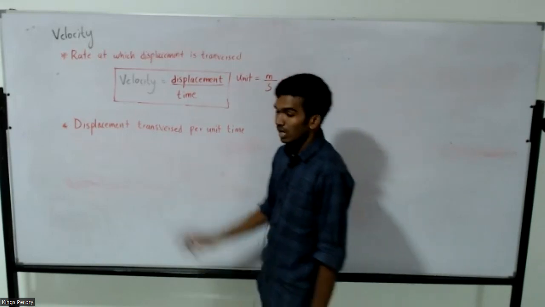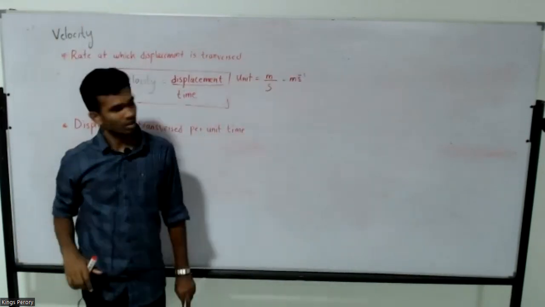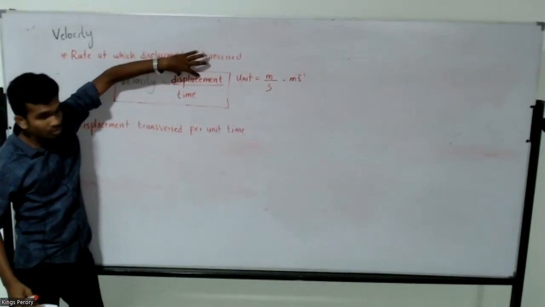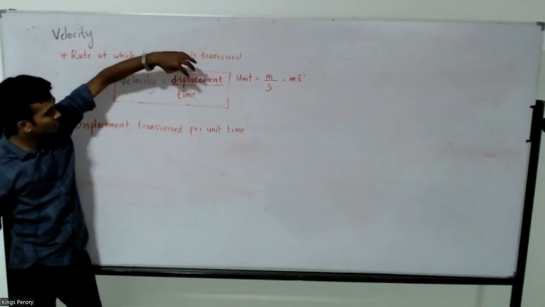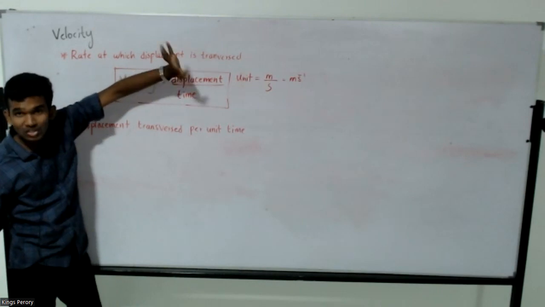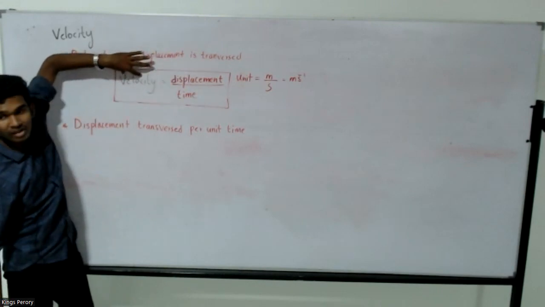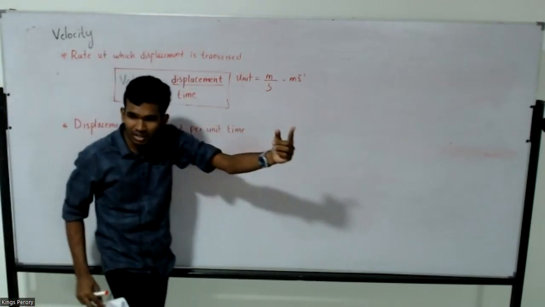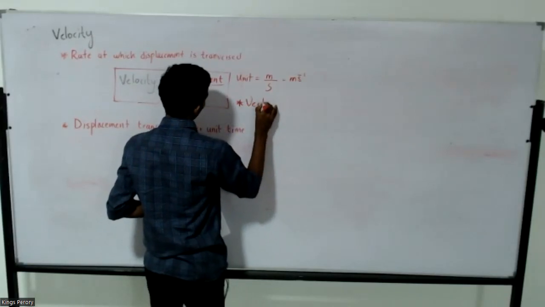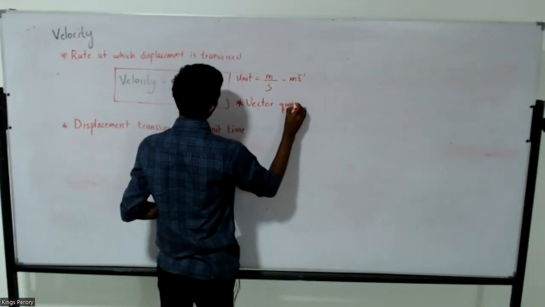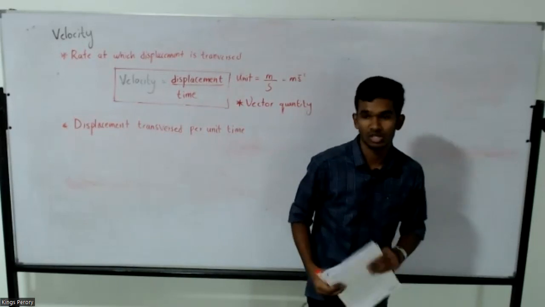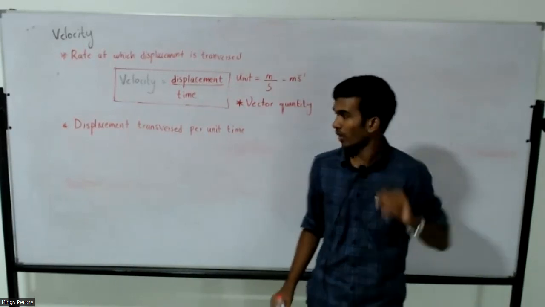See, speed is a scalar quantity. What about velocity? Velocity is displacement divided by time. Is displacement a scalar or vector? It's a vector. When you have a vector here, it will have a direction. Can you cancel the direction? No. Then the final answer will also have a direction. Then is velocity a scalar or vector? It's a vector. Velocity is a vector quantity. That's the main difference between speed and velocity. Speed is a scalar quantity, velocity is a vector quantity.